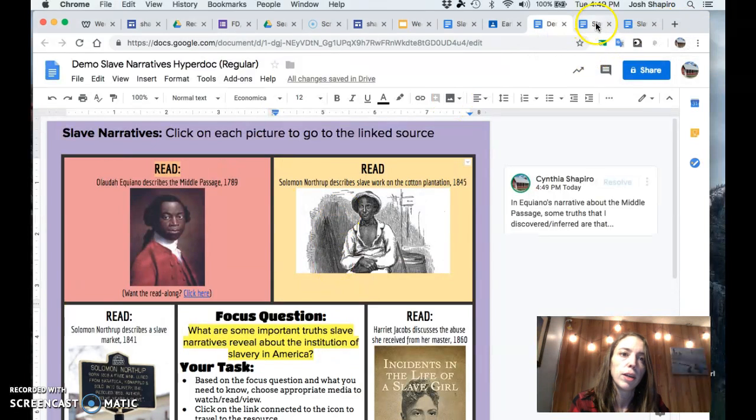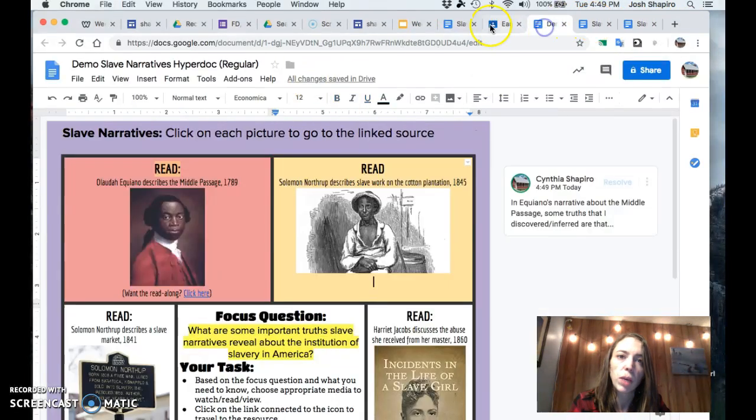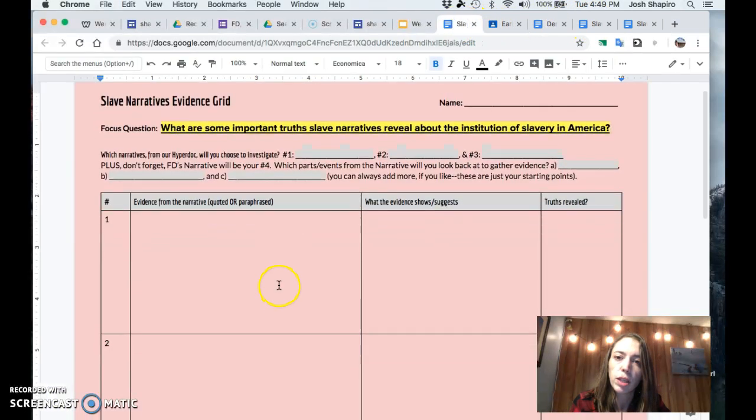All right? So I think that is it for regular classes. Best of luck. Make sure that you do a nice job of filling this sheet in and say which ones you're going to do. Like for number 1 over here, I would type in Equiano, right? Because that was the first one that I was going to look at.